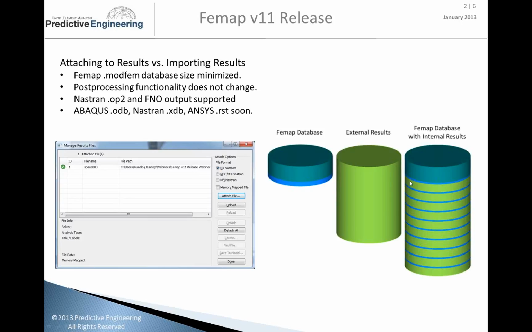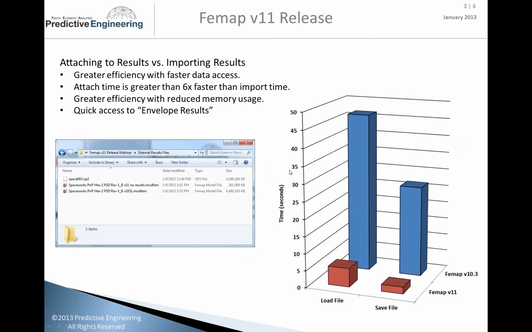As you internalize those results, your model files get large quickly. And so what we're going to do with this new V11 is, rather than internalizing results, we're going to attach to results, and it keeps our model file nice and small. Here's kind of a quick preview. I've done some testing on one of my models, and here's the actual file folder of the model. So the model is about 250 megabytes, and for this example, I had about 4.5 gigabytes of data.